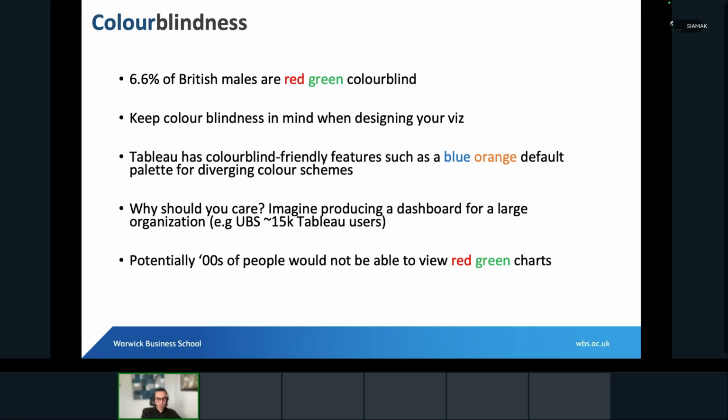So I didn't use that orange and blue in the bar chart that we had. It was the default of Tableau, which is blue and orange for color blindness issue. Why should you care? Because if the percentage is like 6.6, and if you have thousands of audience, there will be people who are color blind. Potentially in the audience of like 100 or thousands of people, there are people who are not able to distinguish red and green charts.